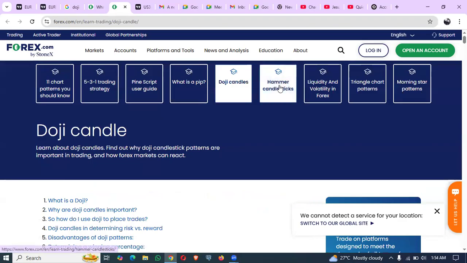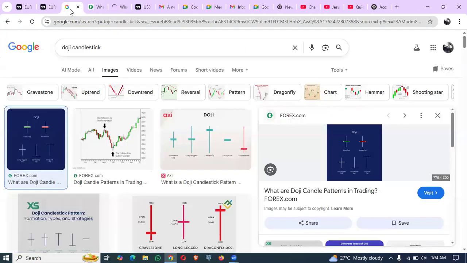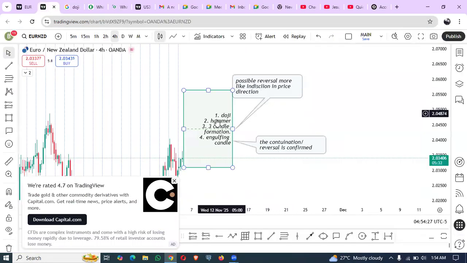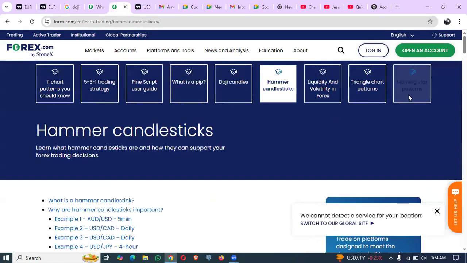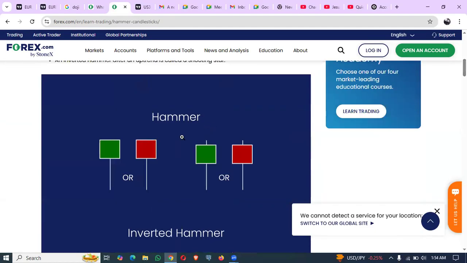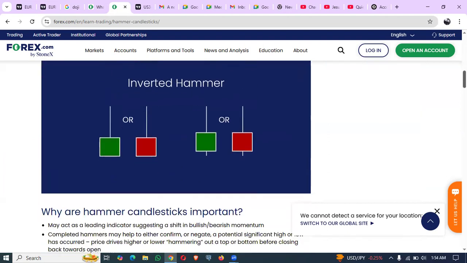Second one is the hammer. More like your traditional hammer stick. For the hammer, the body is pushed to one end, then the whole wick is on the other end. The same thing, pushed to one side, the wick. So this is the hammer. Either this hammer or the inverted is the same thing.